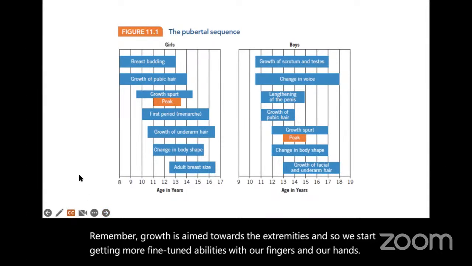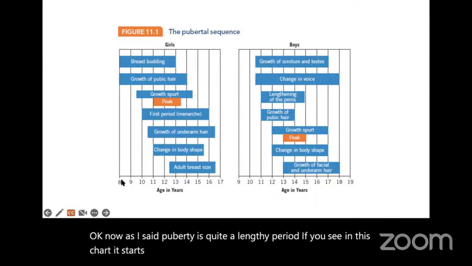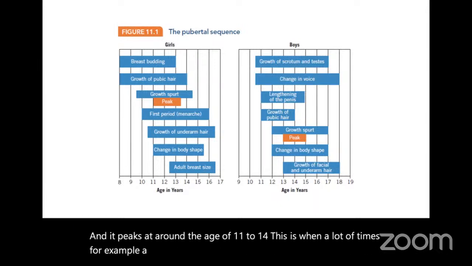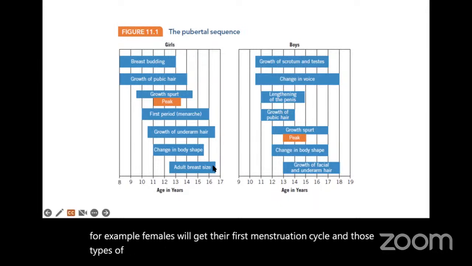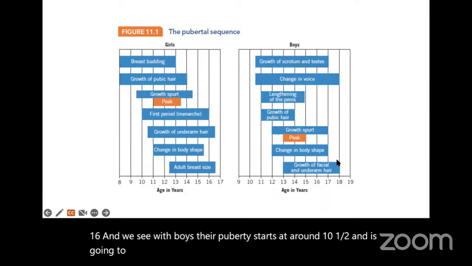Okay. Now, as I said, puberty actually is quite a lengthy period. If you see in this chart, it starts around the age of 8, and it peaks at around the age of 11 to 14. This is when a lot of times, for example, females will get their first menstrual cycle and those types of things. But it typically doesn't end until after the age of 16. And we see with boys, their puberty starts at around 10 and a half and is going to end at around the age of 18.